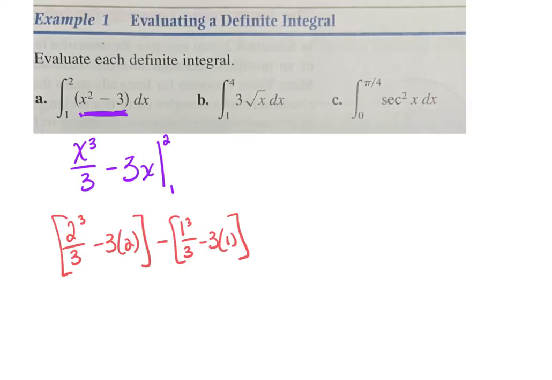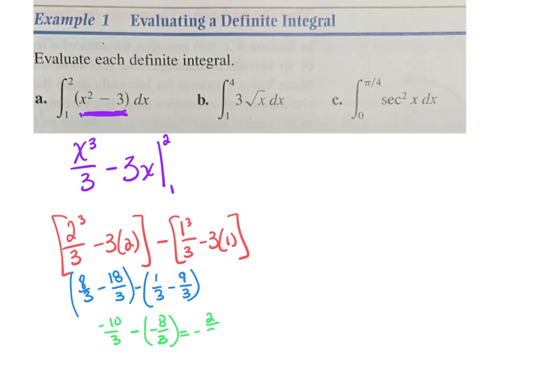So 2 cubed over 3 is 8 over 3 minus 6, which gives us, with common denominators, negative 10 over 3. And for the 1, that's 1 over 3 minus 3 over 1, which is 9 over 3, giving negative 8 over 3. Then negative 10 over 3 minus negative 8 over 3 gives us negative 2 over 3. And that is my answer.